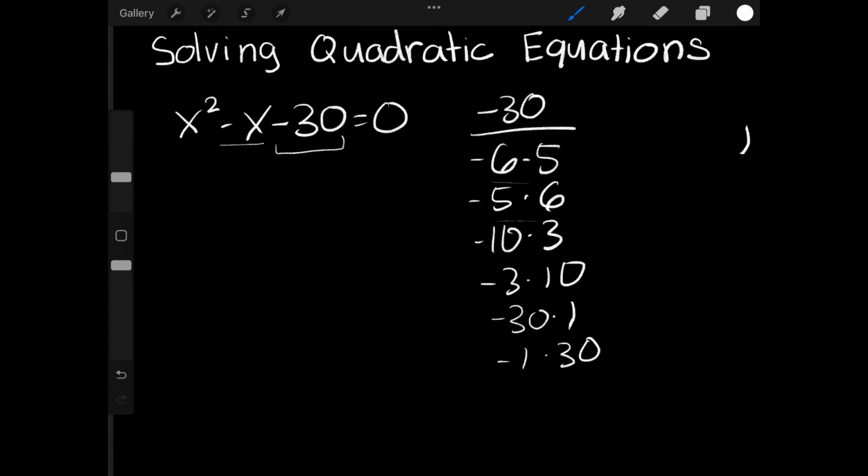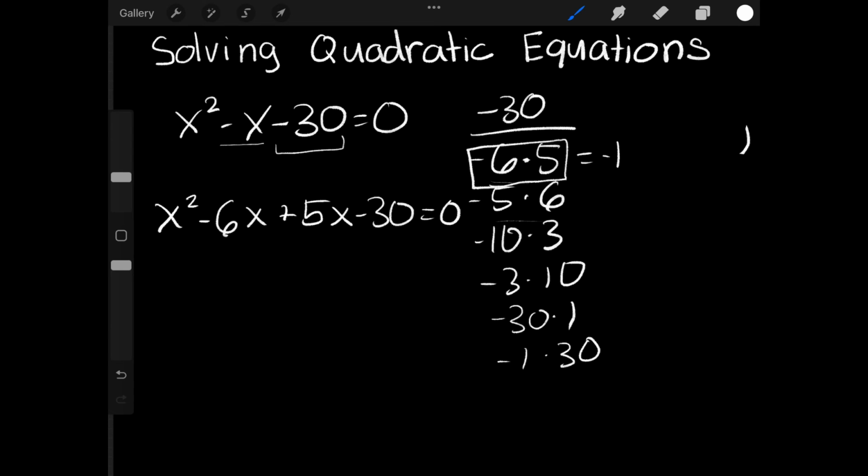Okay, so negative 6 plus 5 is equal to negative 1. So these would be our two numbers that we're going to want to use. So that means we're going to have to do x squared minus 6, because as stated in our past video, a negative turns into subtraction. So x squared minus 6x plus 5x minus 30 equals 0. So we're going to want to factor out these two pairs of terms again.